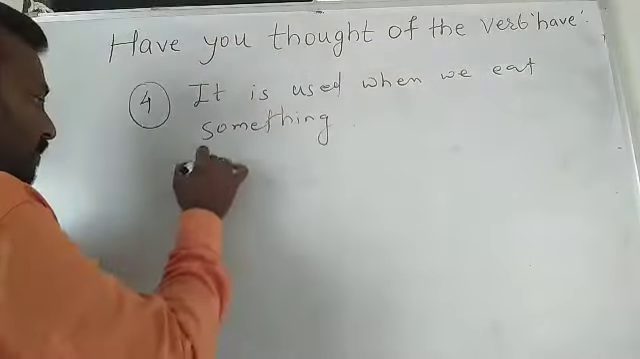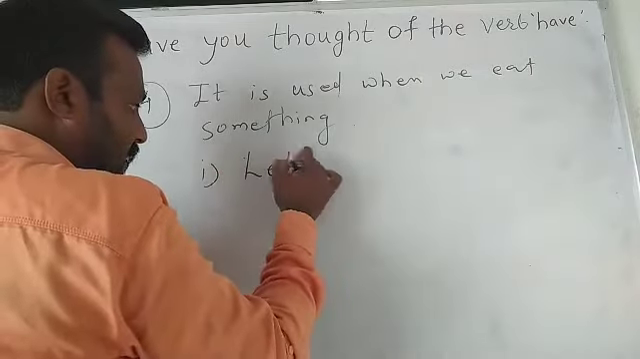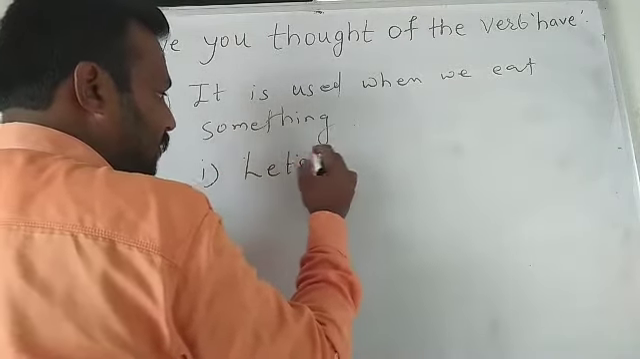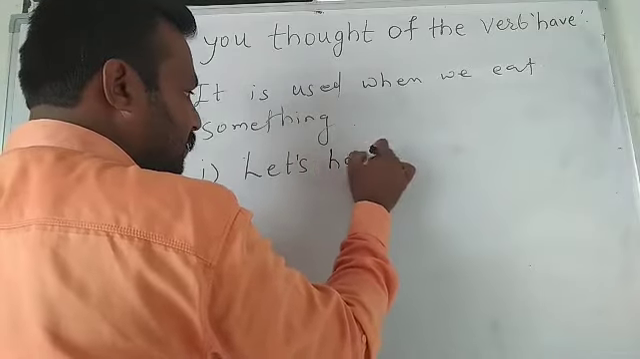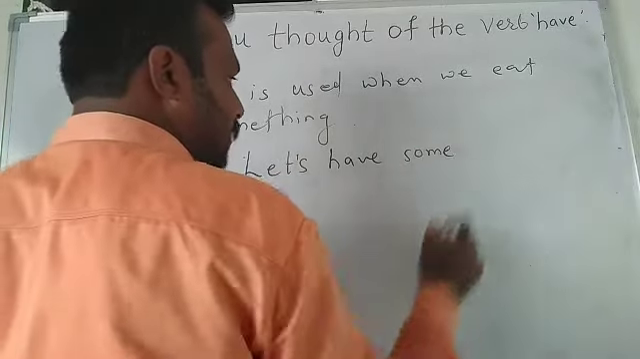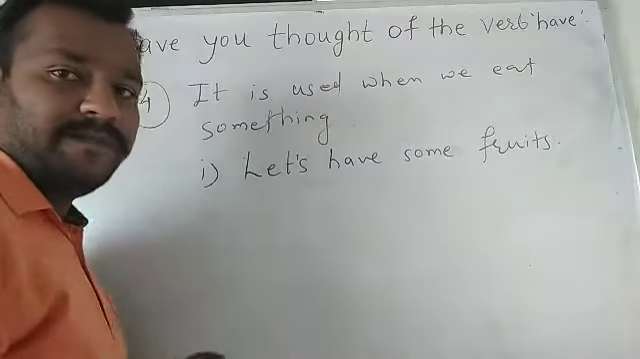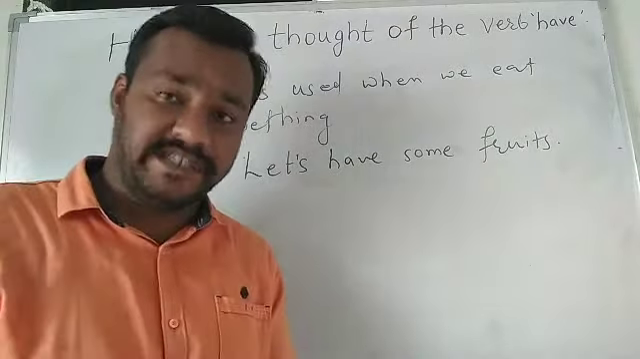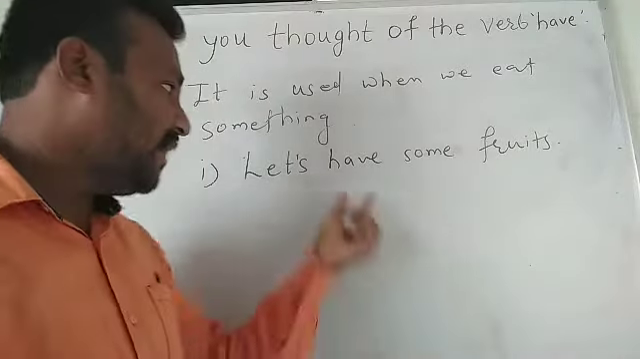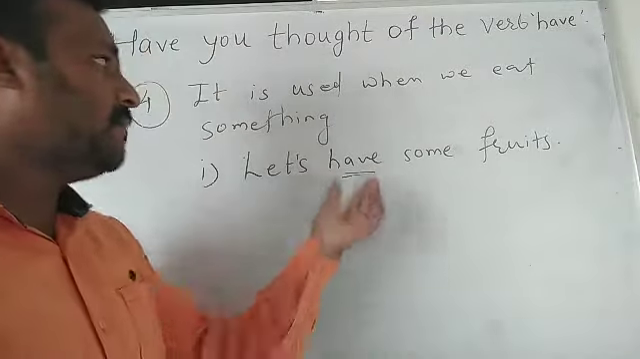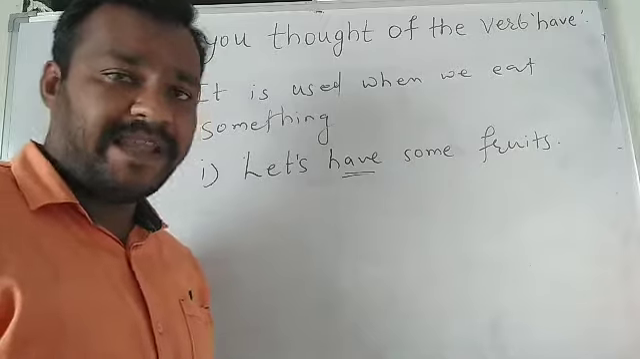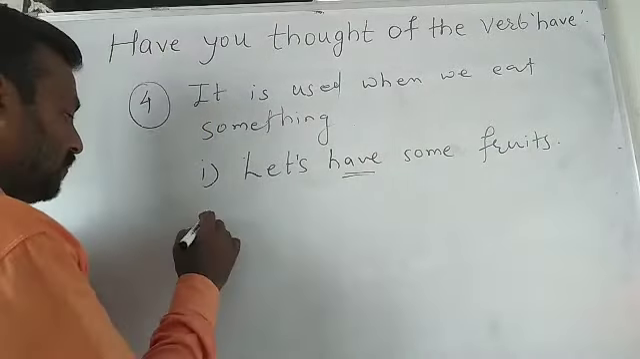For example, let's have some fruits. Let's have some fruits. Have means what? To eat. Let's have some fruits. Here I am used for the purpose of eating. Getting? So it is used in that also.